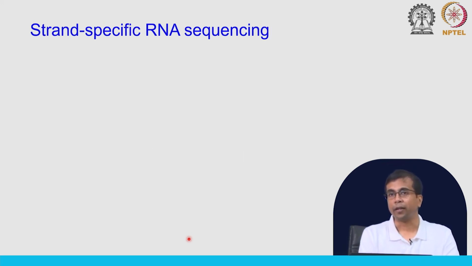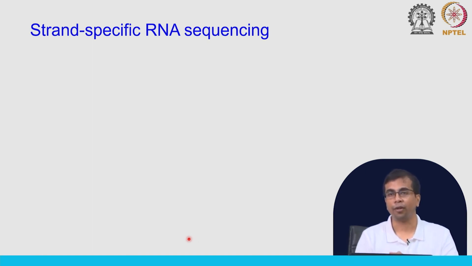Now, there is something called strand specific RNA sequencing. We have talked about RNA sequencing in general up to this point. So, why do we need this strand specific RNA sequencing? Because we have not talked about strand specific genome sequencing, because in that case it was not really required. So, in case of RNA sequencing you can imagine a scenario.